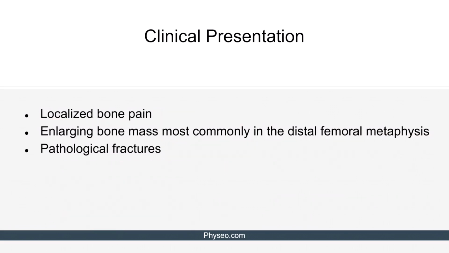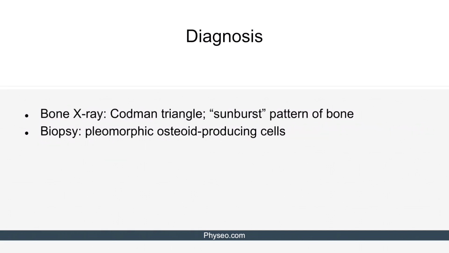Moving on, let's talk about the clinical presentation of osteosarcoma. Patients with osteosarcoma present with localized bone pain, an enlarging bone mass most commonly in the distal femoral metaphysis, and pathological fractures. The diagnosis occurs with a bone X-ray, which may reveal Codman triangle and the sunburst pattern of bone. Codman triangle is characterized by elevation of the periosteum by an enlarging bone mass, and the sunburst pattern refers to spiculations perpendicular to the diaphysis consistent with malignant bone proliferation.